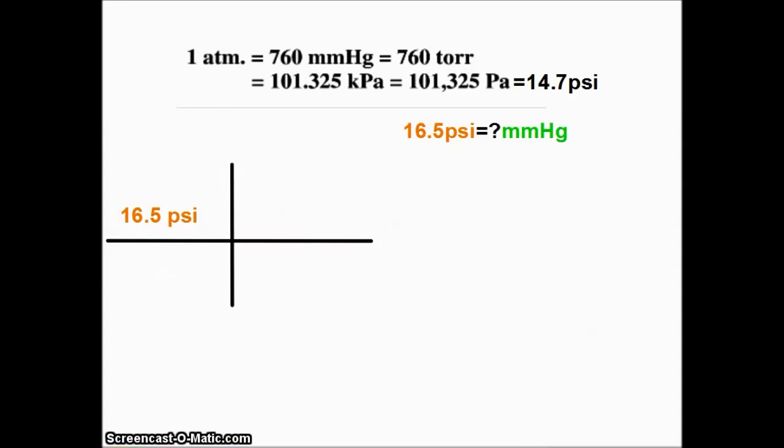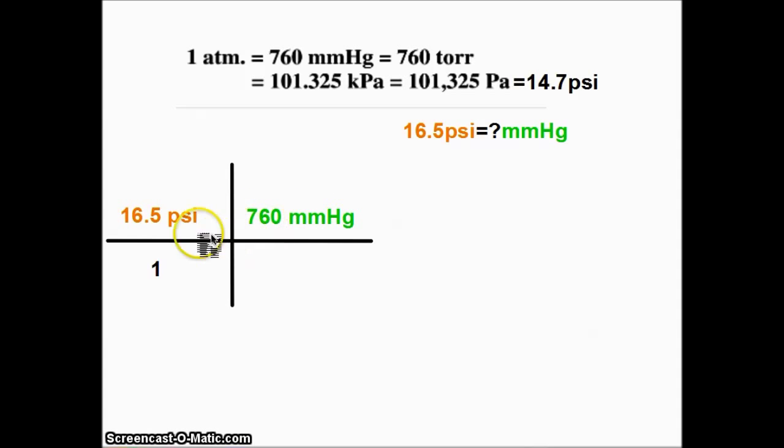After you make this little box, you put the 16.5 psi there, and you put just a 1 underneath it. You always put a 1 underneath whatever you are given. It doesn't matter what unit you have, as long as it's what's given to you, you put a 1 beneath it. Then we want to go to millimeters of mercury. What number are we going to use up here? For millimeters of mercury, we are going to use 760. That's what goes here on top, because that's what we want to convert to. Whatever we want to convert to will go on top.